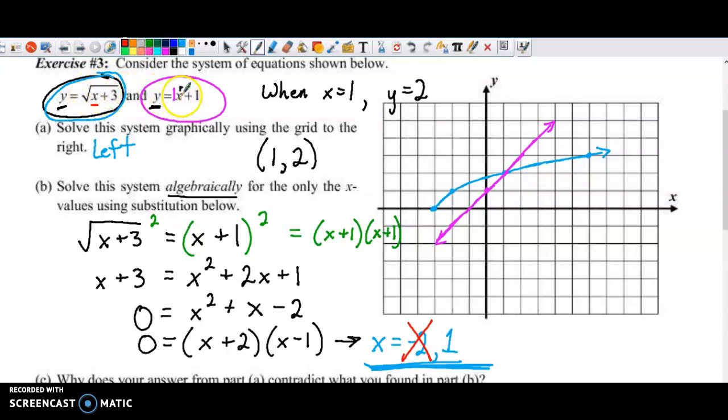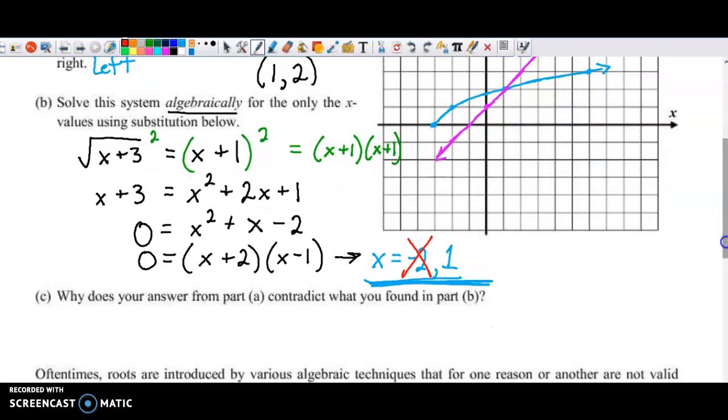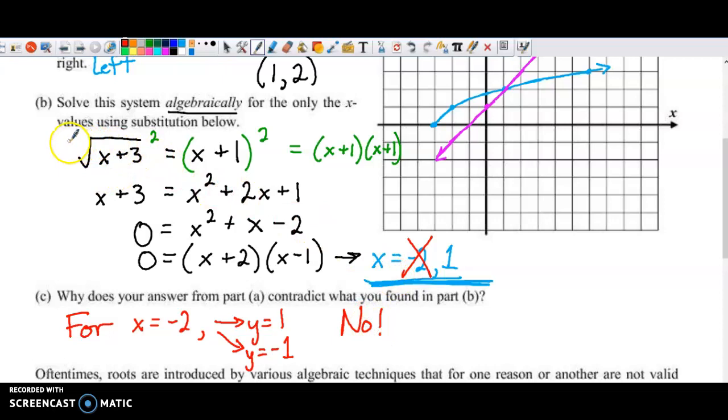But if I were to plug in -2 for this x, -2 plus 1 is -1, and what we get, let me write it out: for x equals -2, we get y equals 1 and y equals -1. Are those the same y values? No. So the whole thing goes back to this statement right here.